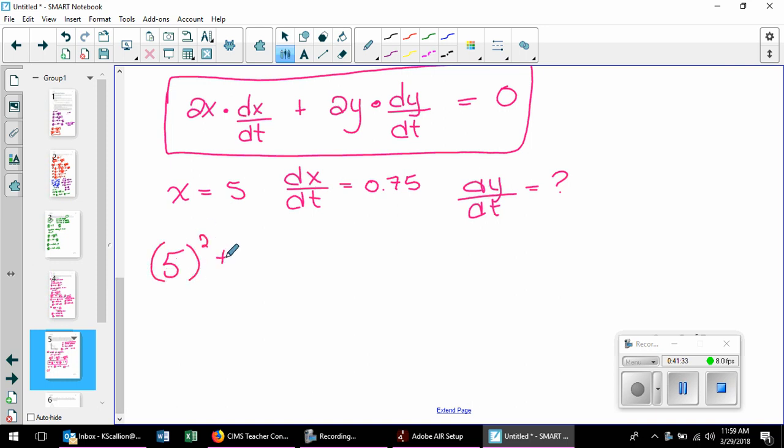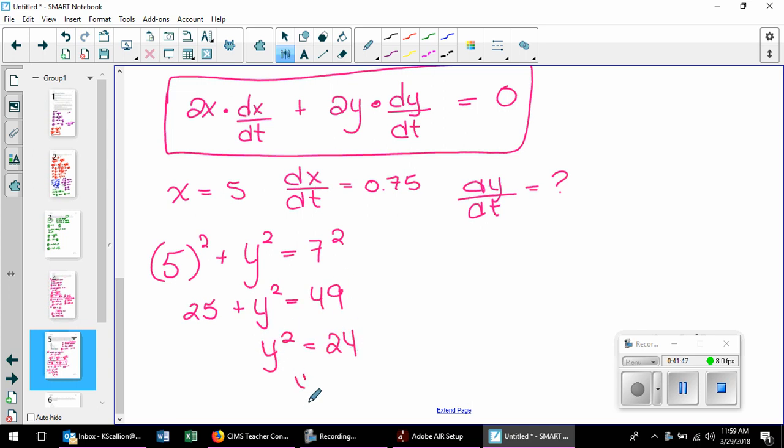5 squared plus y squared equals 7 squared. So I got 25 plus y squared equals 49. So y squared equals 24. So y equals the root of 24 plus or minus, but what can I reject? The minus, that would mean our ladder's in the ground, which just seems a little confusing. So now I know what y is. So y is equal to root 24. So now I can substitute all that junk into my equation.